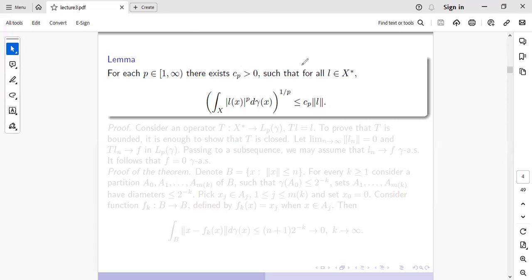In particular, since a linear continuous functional has a Gaussian distribution, it can be viewed as an element of all spaces L^p. That is, we can embed the space of linear continuous functionals into any L^p just by mapping L into L. So this lemma tells that this embedding is actually continuous. So the L^p norm of a linear continuous functional can be estimated by some constant times its norm in the space of linear functionals.